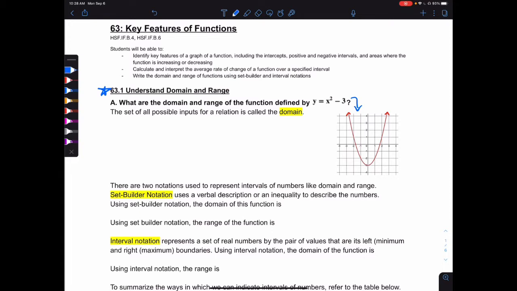But the idea is that the set of all possible inputs for a relation is called the domain. So we want to figure out what the domain would be, and the inputs are the x values. So we need to ask ourselves, in the equation y equals x squared minus 3, what are we allowed to plug in as our x values? Are there any limitations? And in this case, there's not.